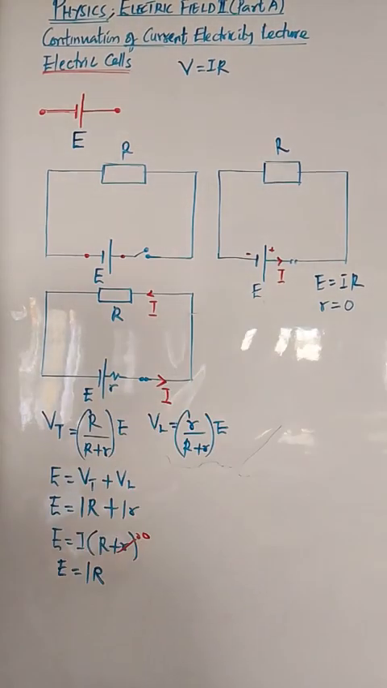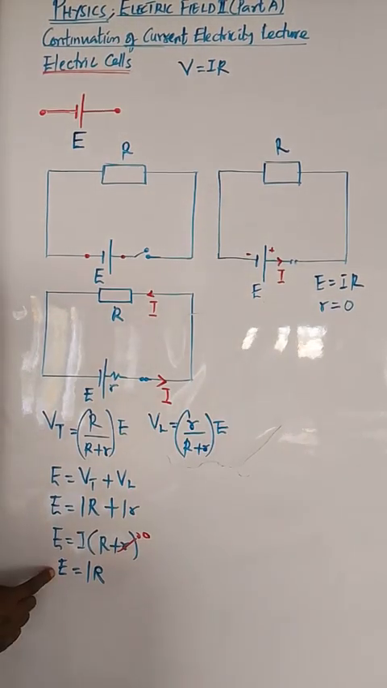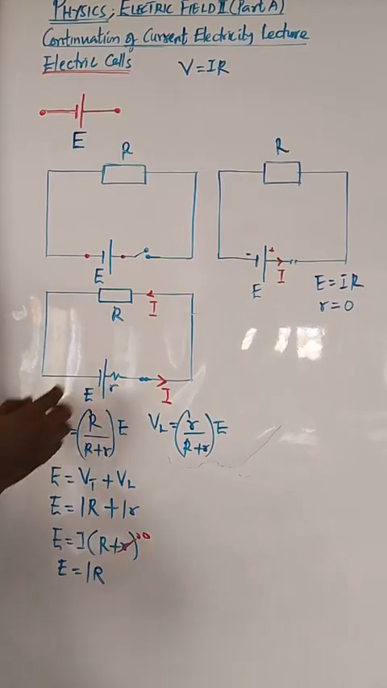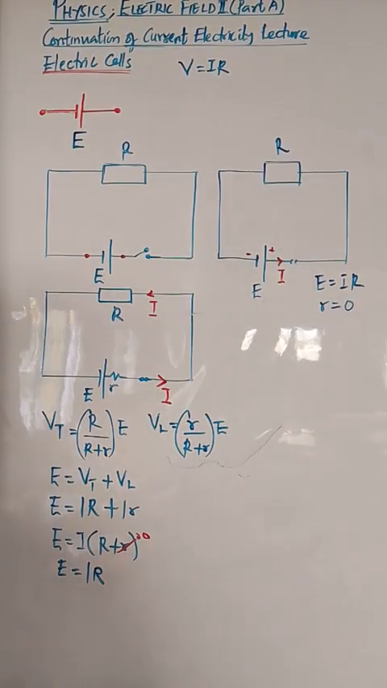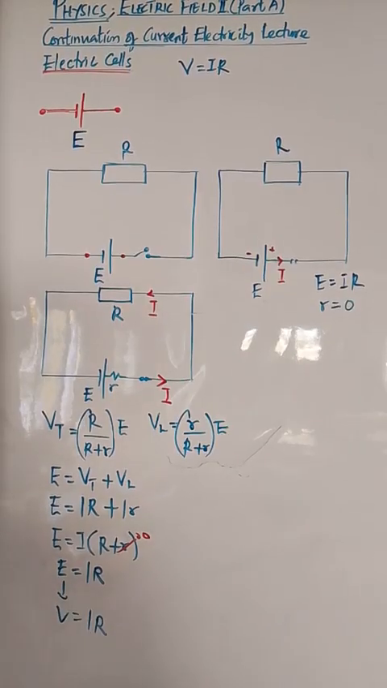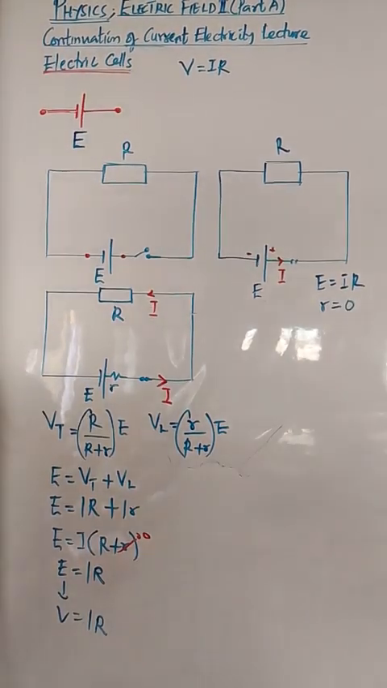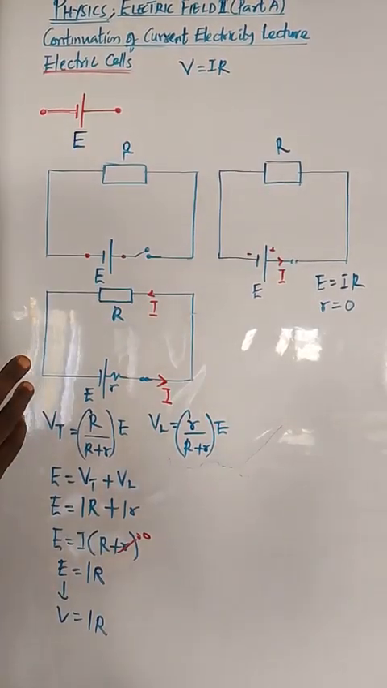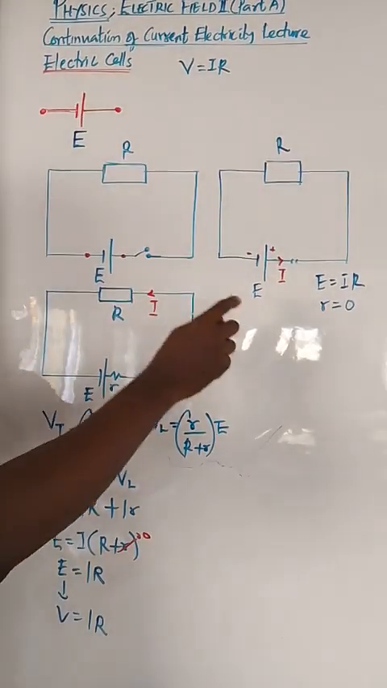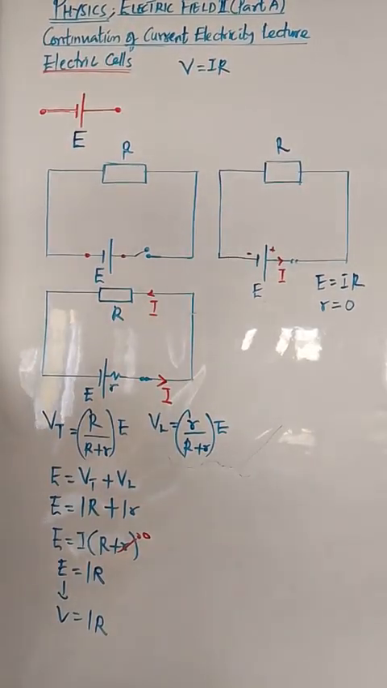So following this, this E will now be what? The terminal voltage, the voltage supplied. So we can call this E our V. V equals IR. Meaning what we did in our last class still holds if the internal resistance of the cell is neglected. The cell always has internal resistance, but it is neglected.